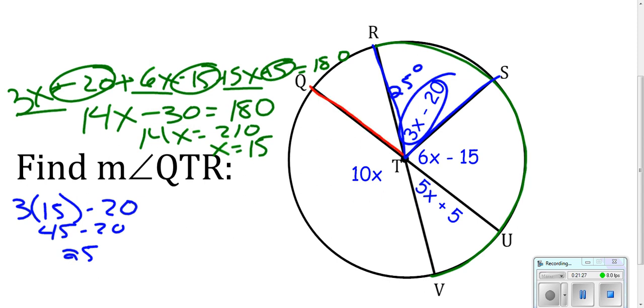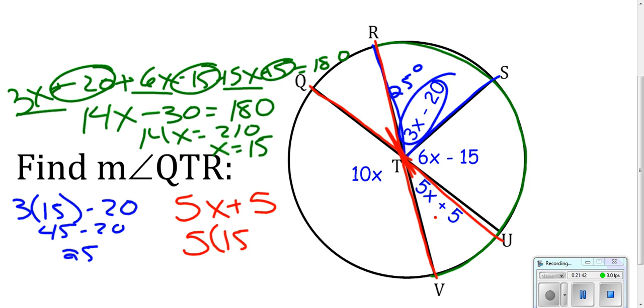Okay, and then the measure of angle QTR. QTR is right here. Okay, I have no information in it, but hello, I've got a vertical angle. So those two angles are going to be congruent. So I can just plug it into this one. So 5x plus 5. So I have 5 times 15 plus 5. 5 times 15 is 75 plus 5 is 80 degrees. So the measure of angle QTR is 80 degrees. And then if I were asked to find the measure of arc QR, it's also 80 degrees.